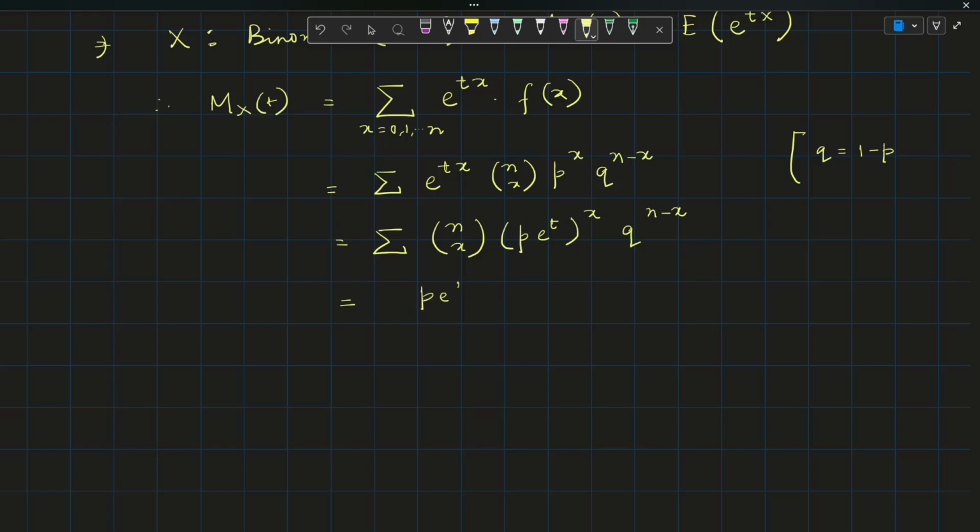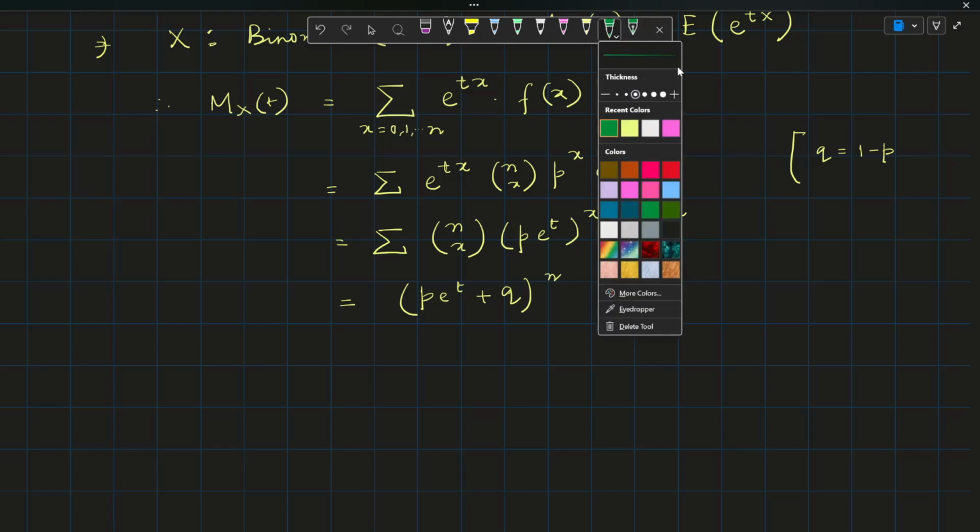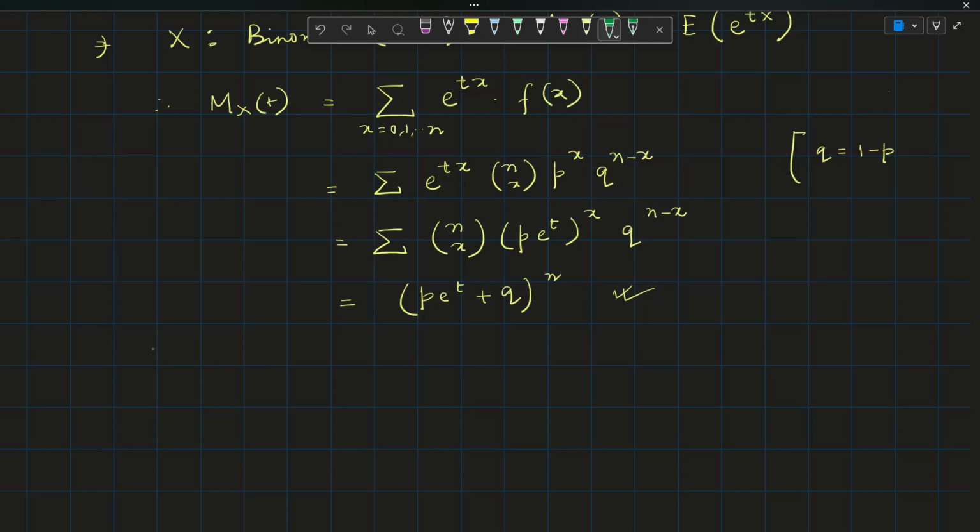This is the same as (p^t + q)^n. If you don't understand this last line, just refer to the formula for (a + b)^n. This is a^n + nC1 a^(n-1) b + nC2 a^(n-2) b^2 + ... for the rth term nCr a^(n-r) b^r, and at the end b^n.